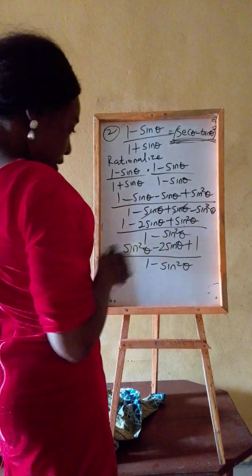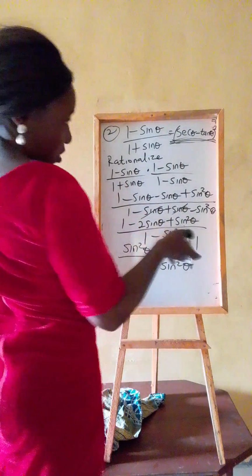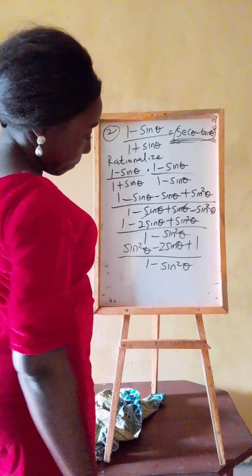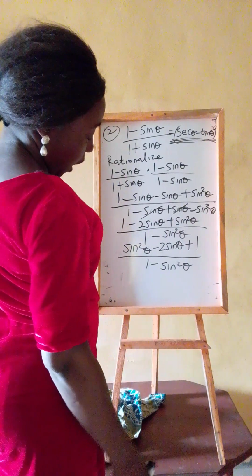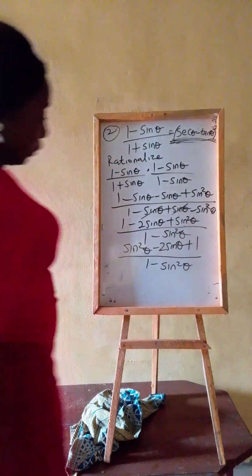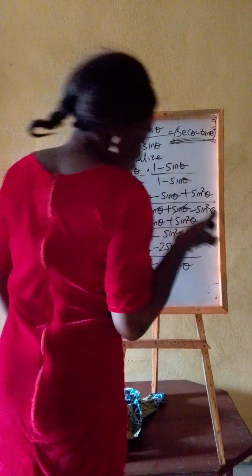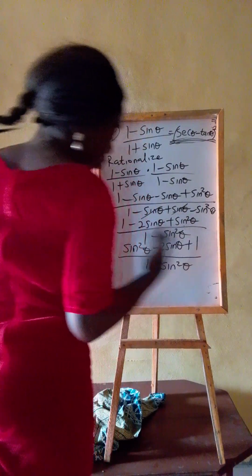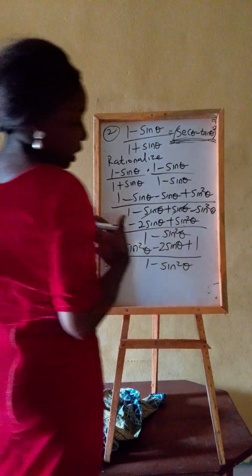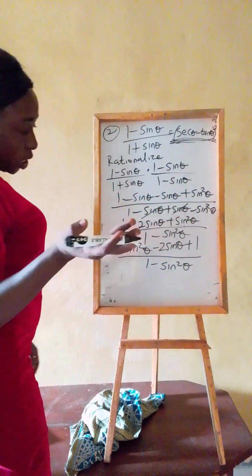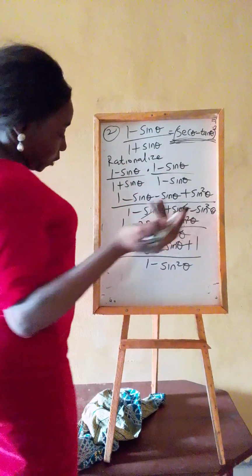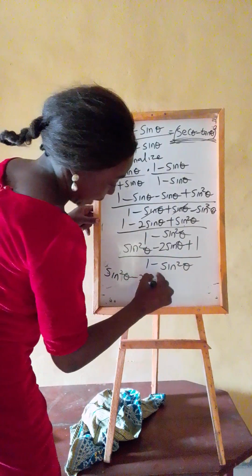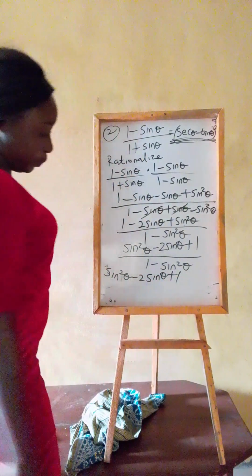So when we have something like this, the numerator is a quadratic equation. So when you have something like that, we have sine squared theta minus 2 sine theta plus 1.